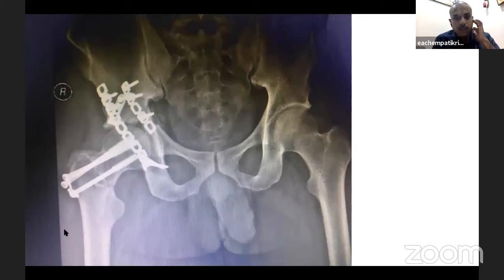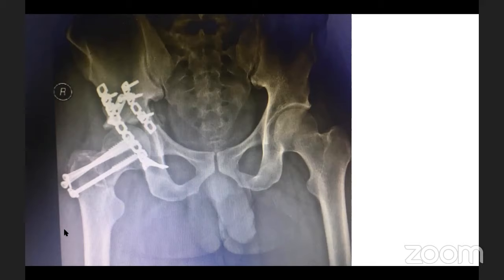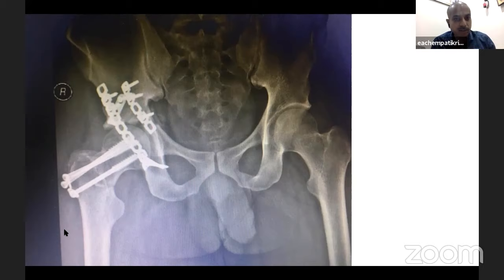So to summarize, the posterior approach is indicated in patients with significant posterior obliquity displacement and where the anterior column involvement can be reduced from the posterior approach.